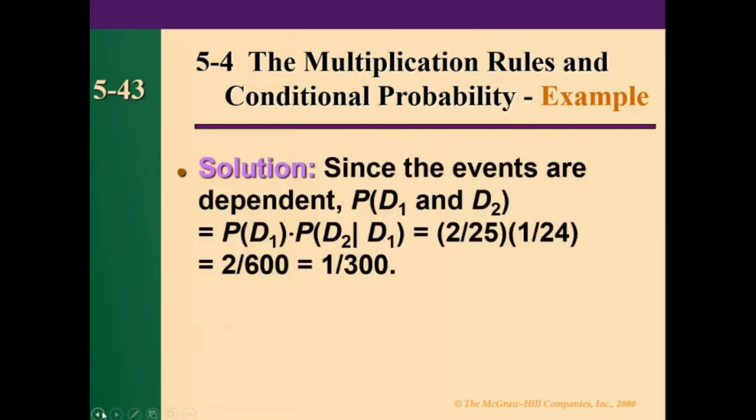So, 2/25 times 1/24, that's 2/600. In lowest terms, 1/300.